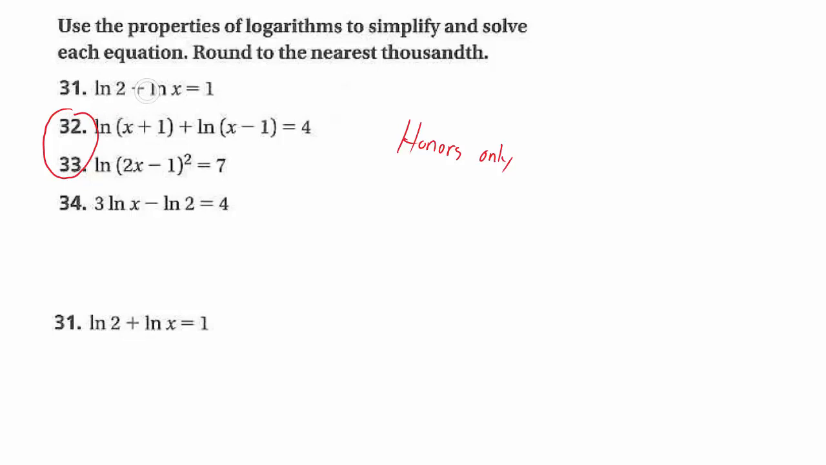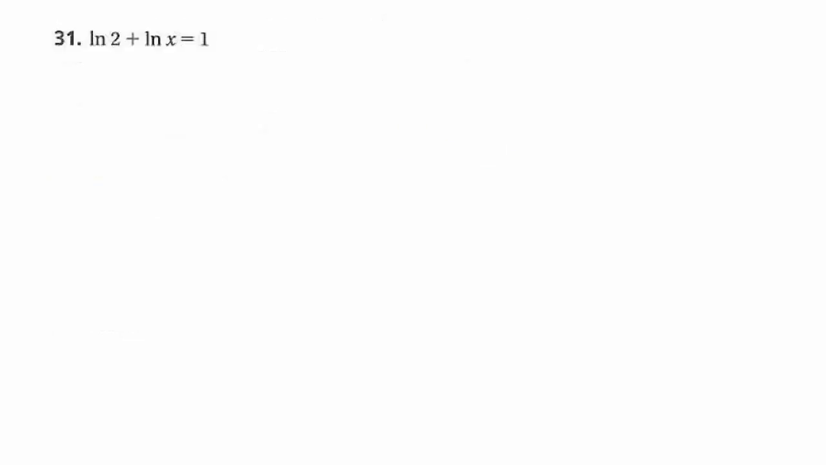So for 30, before we can undo this natural log, by either rewriting it or doing e to the left side and e to the right side, you have to use this property. So this is good practice for that property. This is natural log of 2 times x equals 1. So I just rewrote this left side. So everyone should know how to at least rewrite that.